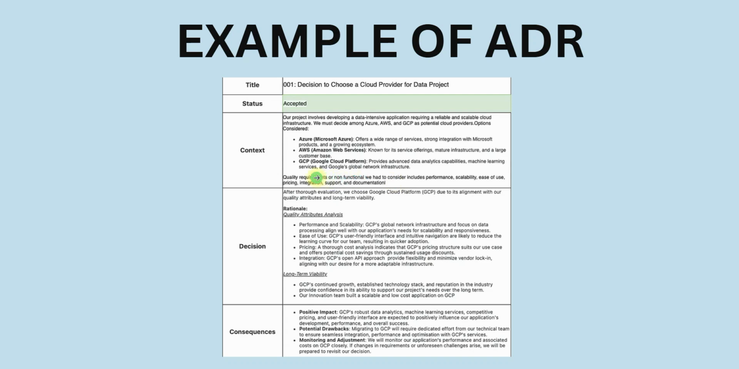So we understood what the context is here, and then we came up with some options like Azure, which has its own services and strengths, and then AWS, Amazon Web Services, which has its own strengths, and then GCP, Google Cloud Platform, which has its own strengths. So the team went through all these three and thought that GCP is the viable option, and then they selected GCP for the quality requirements they were looking for.